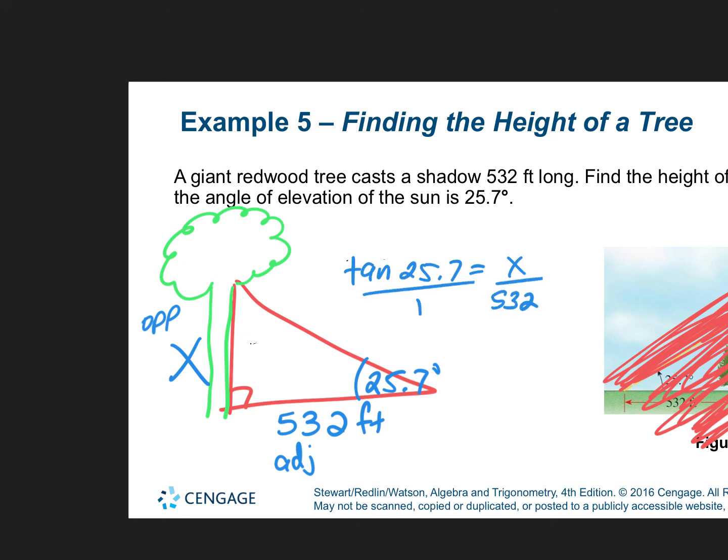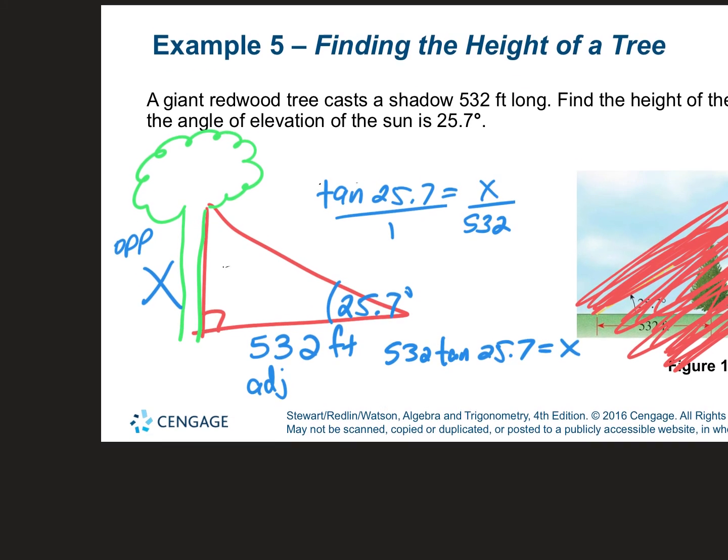Now, if I just gave you tangent 25.7 equals x over 532, every single one of you could cross multiply and throw that in a calculator. It's a matter of being able to set these problems up. That's what we're really going to focus on tomorrow. So you'd cross multiply: 532 times the tangent of 25.7 equals x. Round to the nearest foot. What's 532 times tangent 25.7? 256? So it's about 256 feet tall.